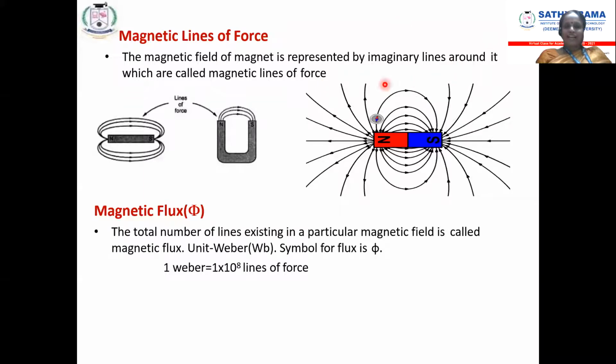Shivam Pandey, correct. Flux by area. It is the unit of flux which passes through the area. The flux by area is nothing but magnetic flux density.